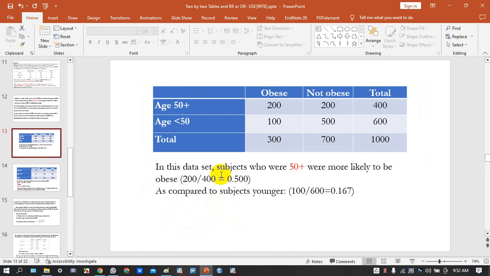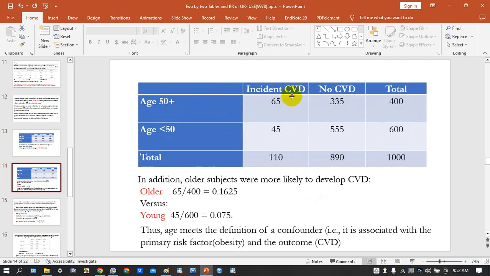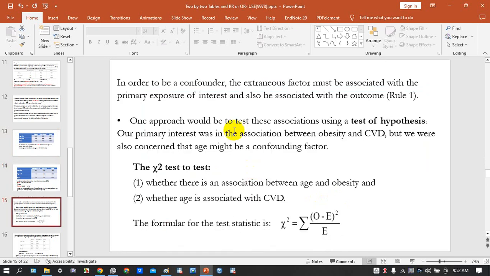The same way, the incidence of obesity in the older is 0.5, which is higher than the incidence of obesity in the younger, which is 0.167. And obesity is the risk factor. So age is associated with both obesity, which is the risk factor or exposure, and the outcome, which is cardiovascular disease. So in order to be a confounder, the extraneous or external factor must be associated with the primary exposure of interest and also be associated with the outcome.